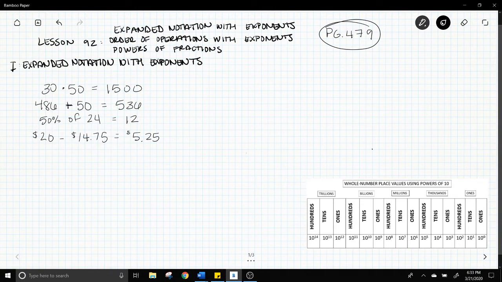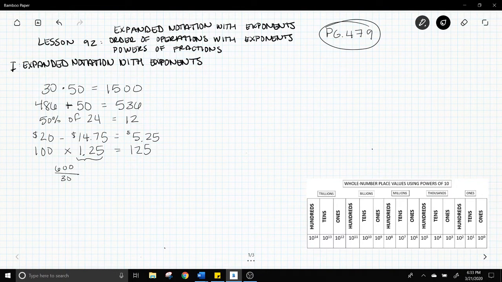Letter E, 100 times 1.25. Remember, the technical way we read these would be 1 and 25 hundredths. So what's 100 times 1 and 25 hundredths? And the answer is 125. Letter F is 600 divided by 30, or 600 over 30. It's just division. Remember that the fraction bar represents division. The answer is 20.